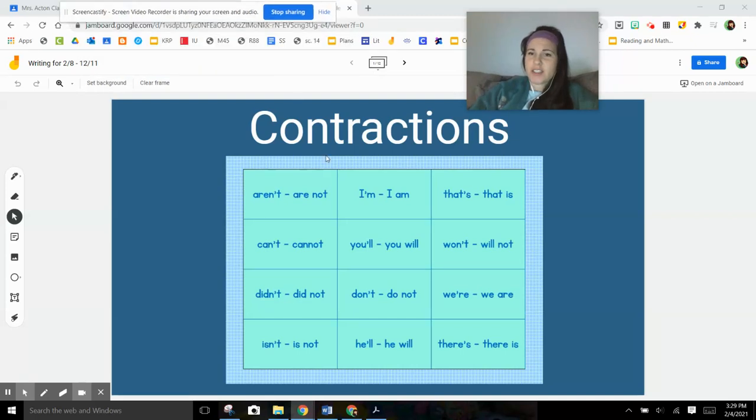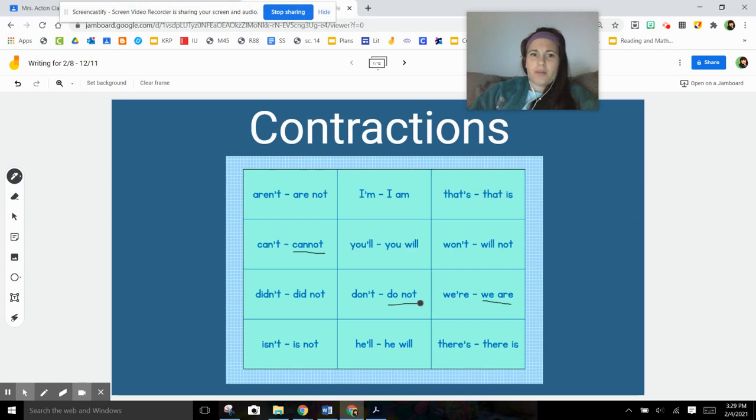All right, so contractions today. Contractions are these things where you can take two words and turn them into smaller words. So words like cannot can be turned into can't, we are can be turned into we're, do not can be turned into don't, and so on. And the reason why we do that is because it sounds more like we're talking, really.